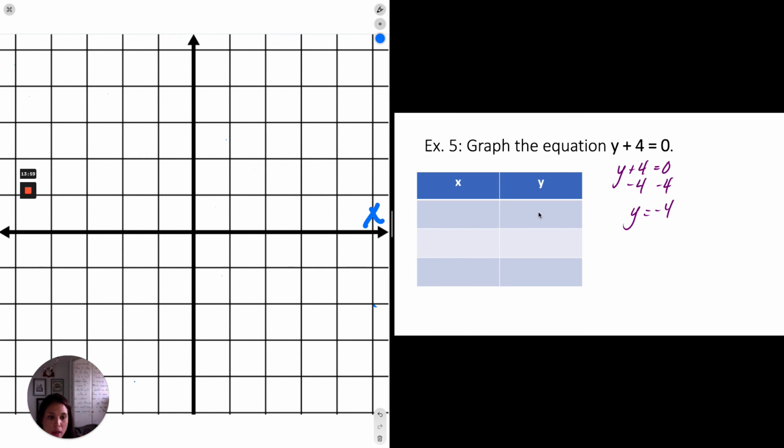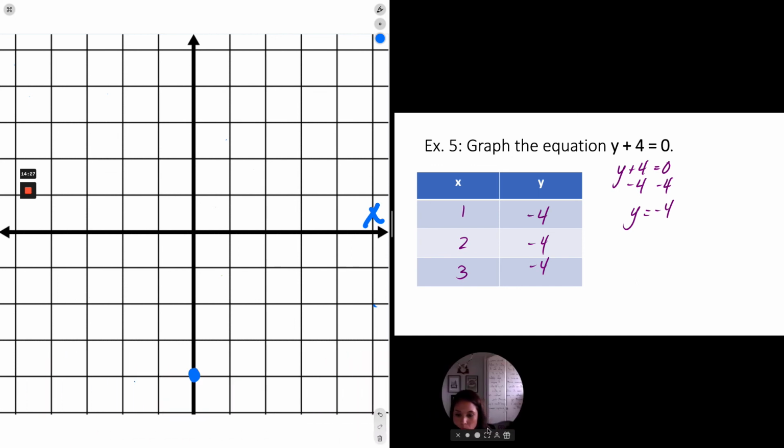So when y equals negative 4, x can be any value. It can be positive, it can be negative. So it can be 1, it can be 2, it can be 3, it can be negative 1, negative 2, negative 3. I am going to plot my negative 4, 1, 2, 3, 4. And I need to draw a straight line across, because x can be any value when it's not included in the equation.